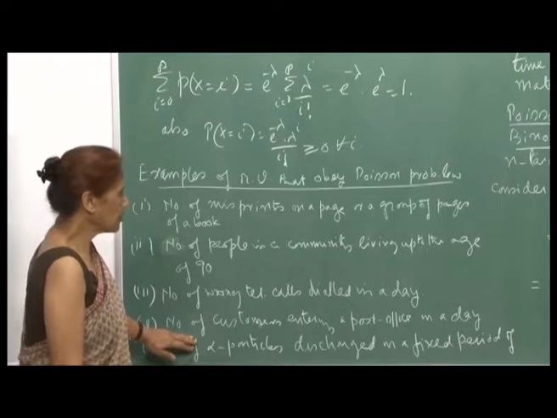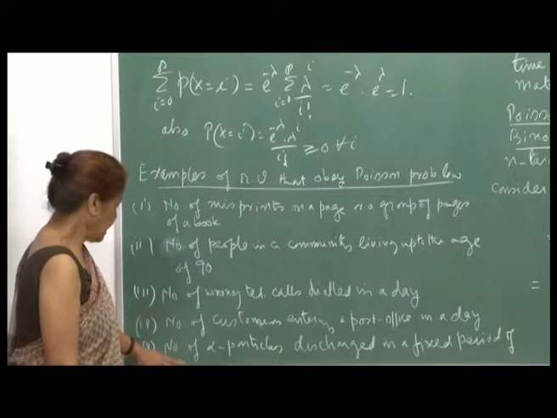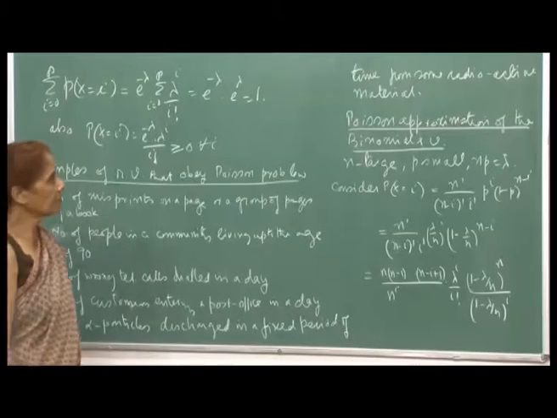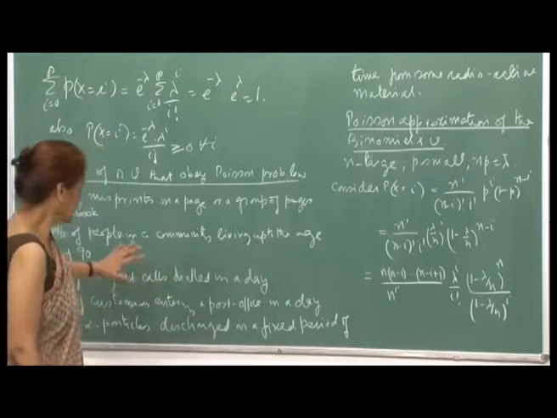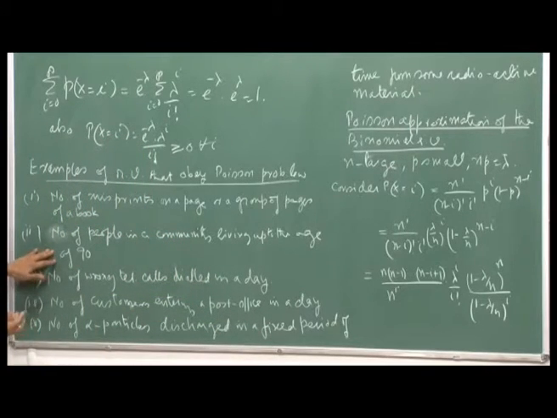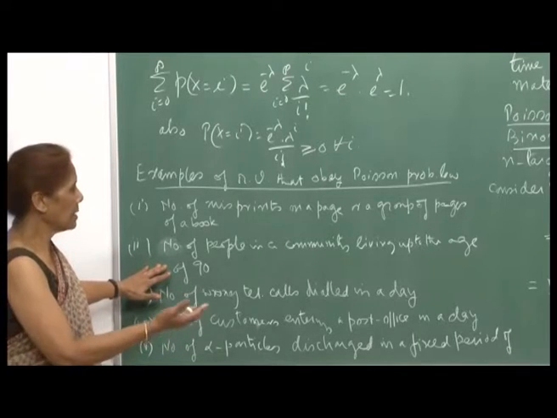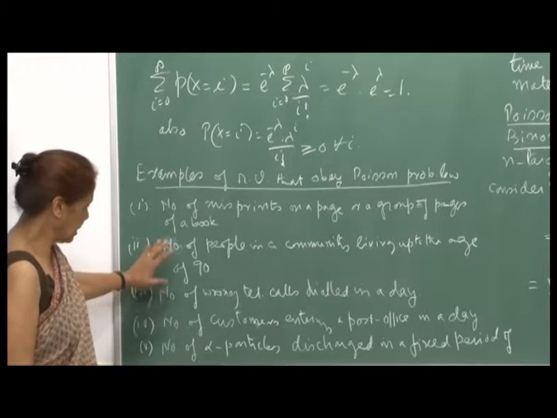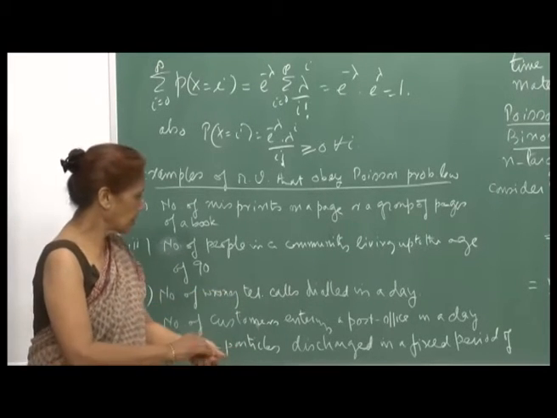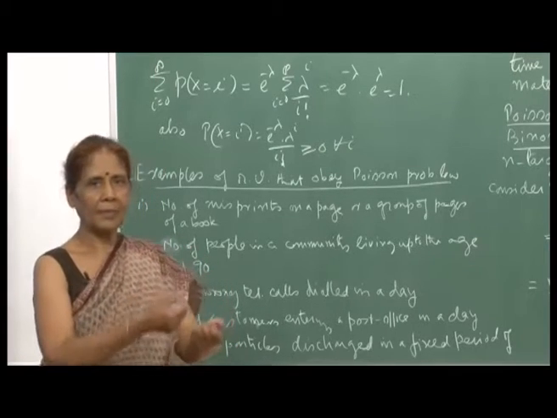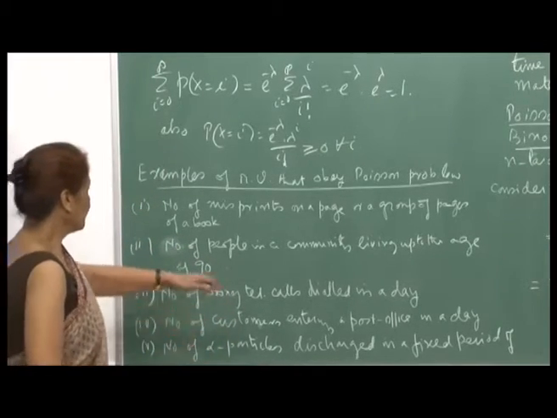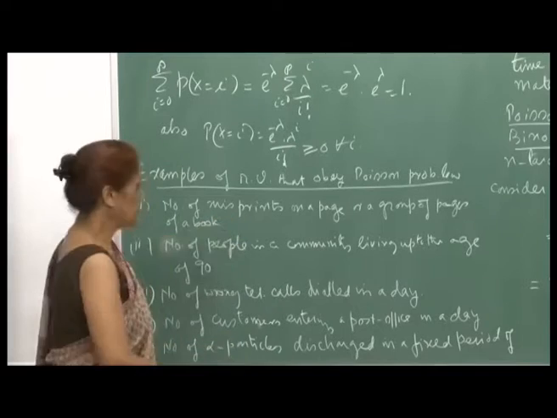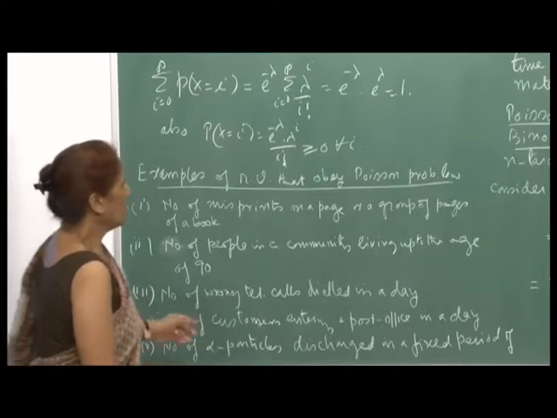Number of customers entering a post office in a day, okay. Then number of alpha particles discharged in a fixed period of time from some radioactive material. Now, you see that in all these situations there is some sort of discreteness, and that is why we are saying that these situations can be modeled by a Poisson random variable. You can just get the feeling, because you cannot have two numbers dialed simultaneously, there has to be a gap, right. And then number of misprints of course will be occurring discretely with some gap of time and so on. Okay.